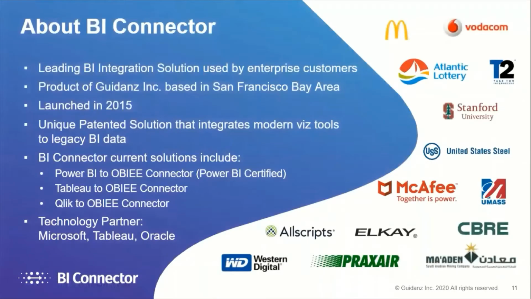Let's have a quick introduction to BI Connector. BI Connector is a battle-tested BI integration solution. It is a unique patented solution that connects modern visualization tools like Power BI, Tableau, and Qlik to legacy BI data platforms like OBIE and Oracle Analytics Cloud. BI Connector was launched in 2015. It is a product of Guidance Inc., a company based in the San Francisco Bay Area. And Guidance partners with technology partners like Microsoft, Tableau, and Oracle to consistently improve BI Connector. On the right side of the screen, you can see some of the customers currently using BI Connector.